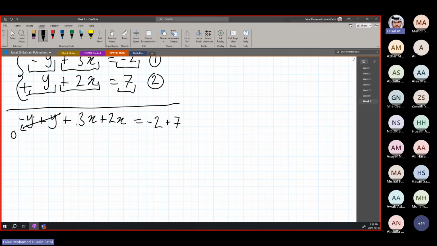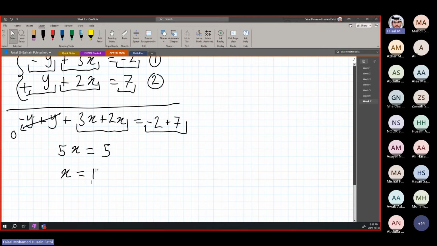We're left with the equation 3x plus 2x. 3 plus 2 is 5, so it's 5x is equal to minus 2 plus 7, which is 5. So x is equal to 1. All right, we found our x value.